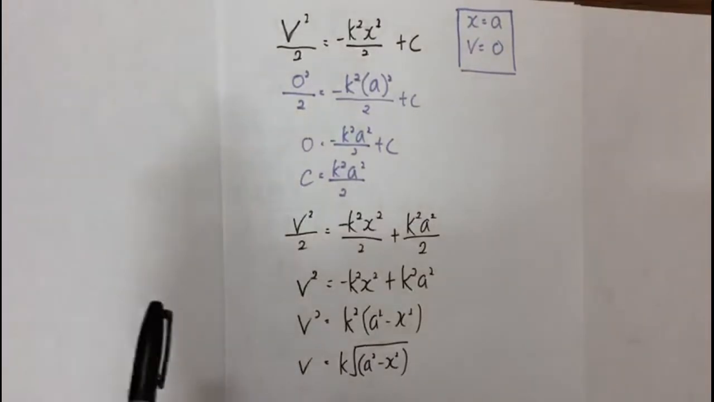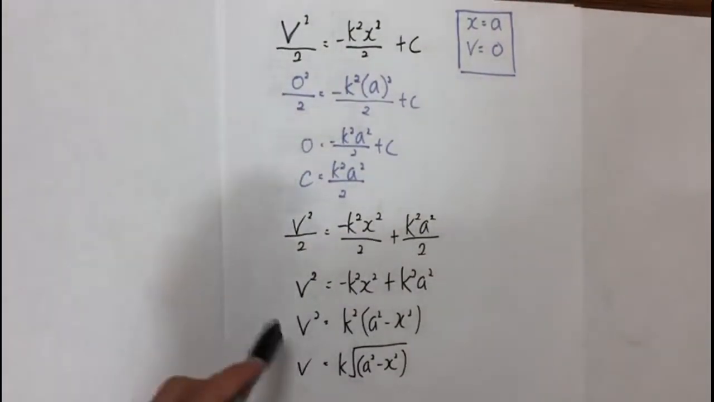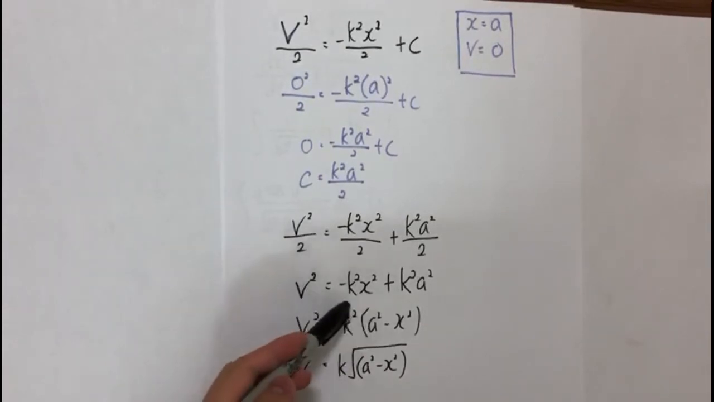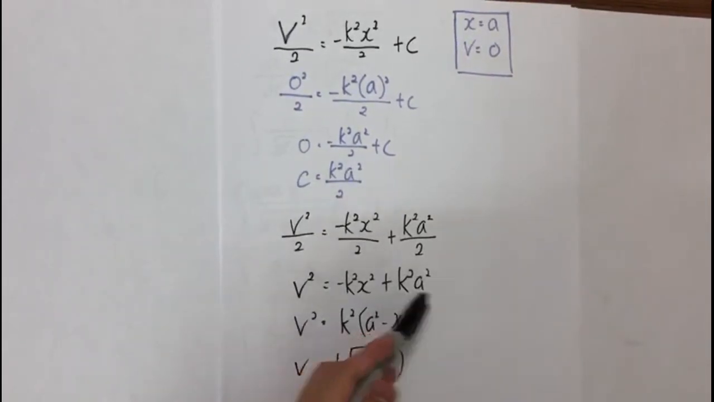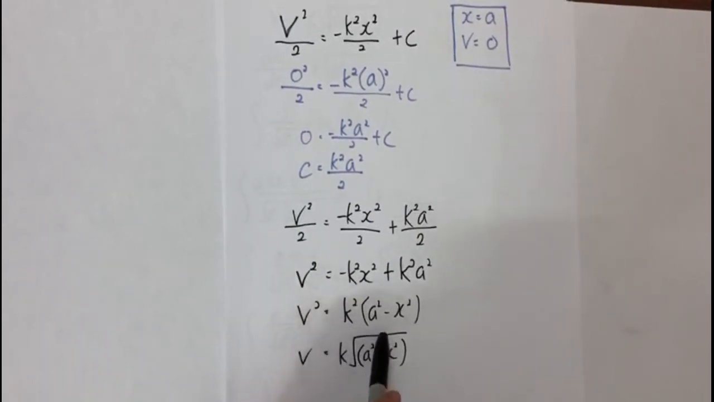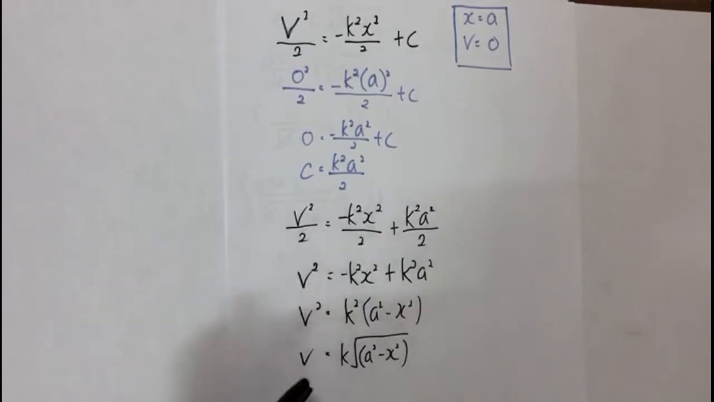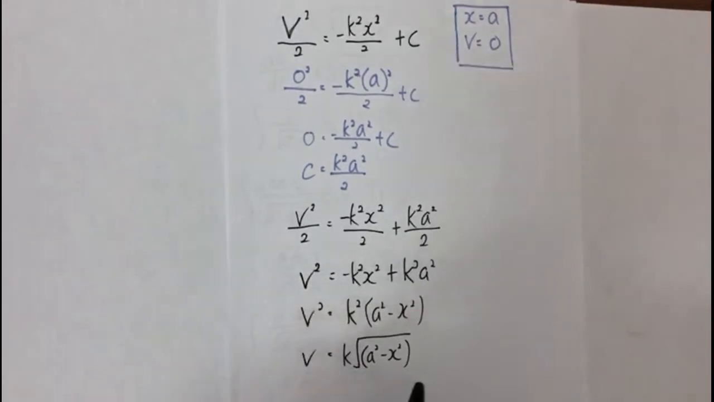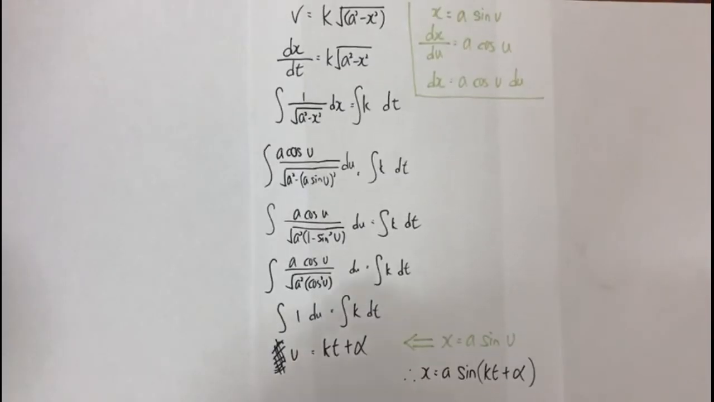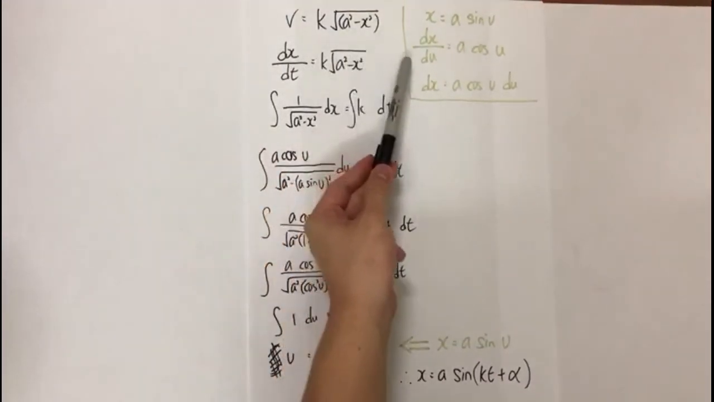And by simplifying the equation, we multiply both sides by 2, and you get v squared equals negative k squared x squared plus k squared a squared. You can factorize the k squared out, and you get v squared equals k squared (a squared minus x squared). And you take the square root of everything, then you get v equals k times the square root of a squared minus x squared. V, the velocity, is equal to k times the square root of a squared minus x squared.